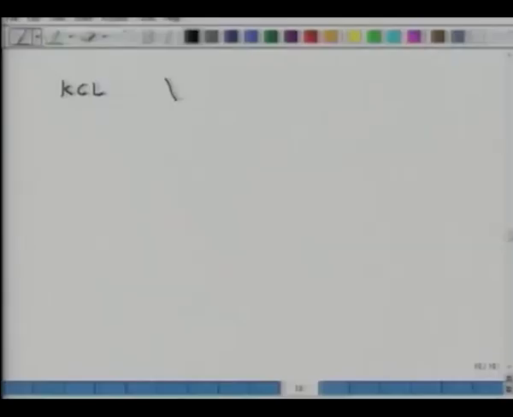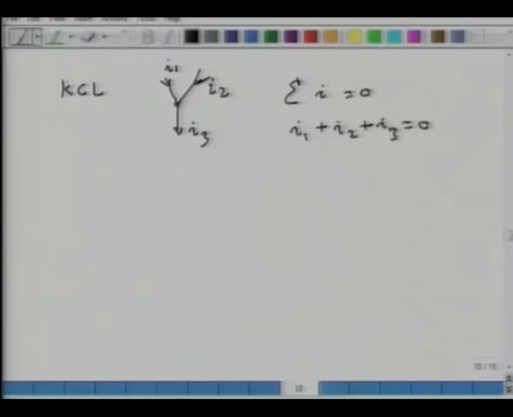So we have Kirchhoff's current law, where through a node, if I have I3, I1, I2, the law says that the sum of currents through a node equals 0. That is, I1 plus I2 plus I3 equals 0. And this maps to the mechanical area: if I have a force node, this translates to F1 plus F2 plus F3 equals 0.